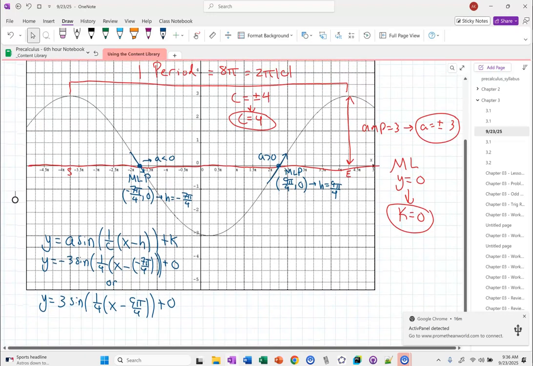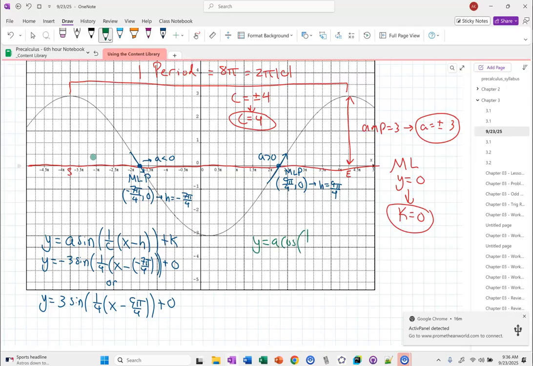Now to do the cosine equation, instead of using midline points, what kind of points do we use for a cosine equation?